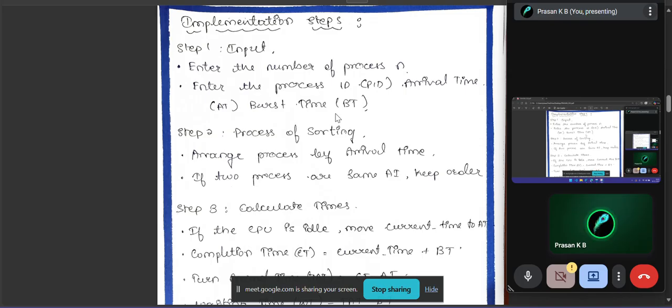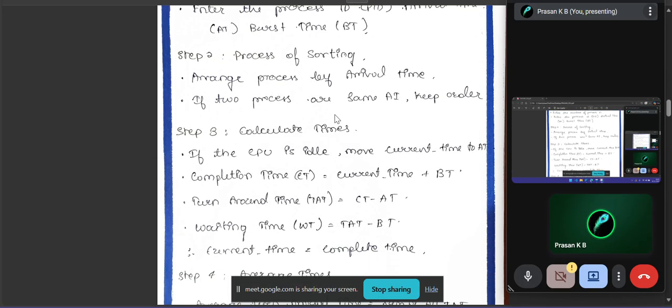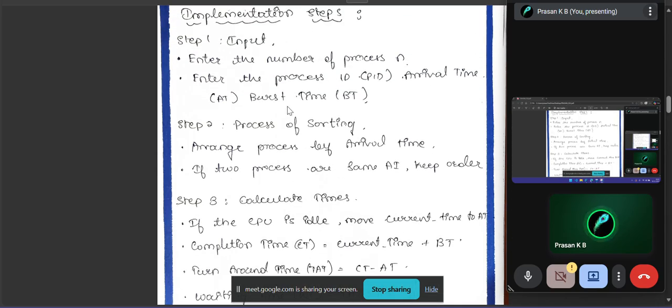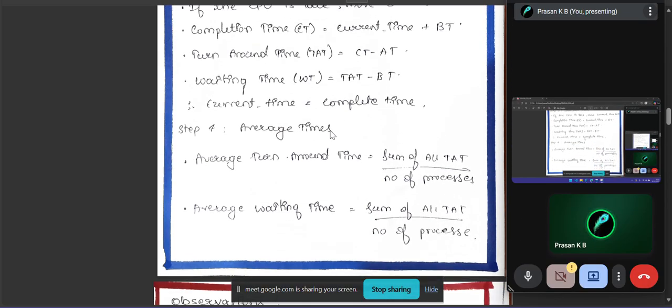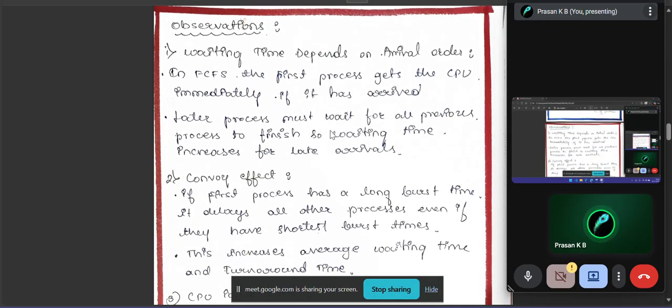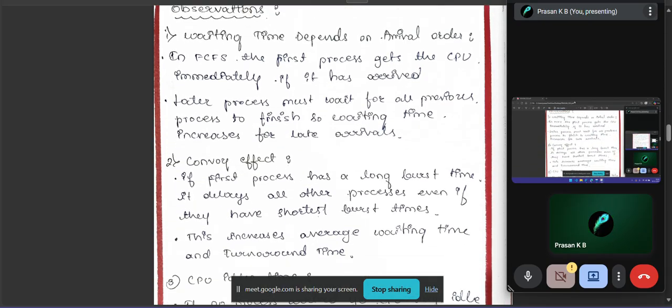As FCFS is a non-preemptive technique, the Gantt chart is generated based on the execution order, visually representing how each process is scheduled. The implementation ensures that the algorithm's flow is followed accurately and all calculations reflect the true behavior of the FCFS algorithm. Here you can see the input and the process of sorting and calculating times and average times. And next we'll move on to the observations.